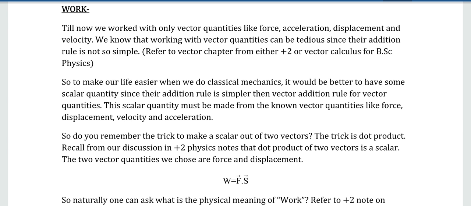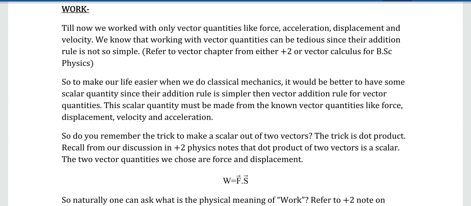In geometry, the direction of the lines is very important to decide what type of addition rule the vector lines are going to follow. Force, acceleration, velocity, displacement, these are all vector quantities. Dealing with them is really difficult because the way they add is not so easy. They follow a vector addition rule that is so complicated. If you have two forces at an angle theta, then the addition is root over of f1 square plus f2 square plus 2 f1 f2 cos theta. This is a big addition rule you have in front of you.